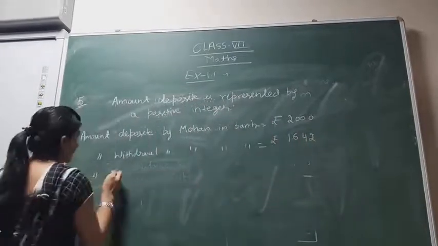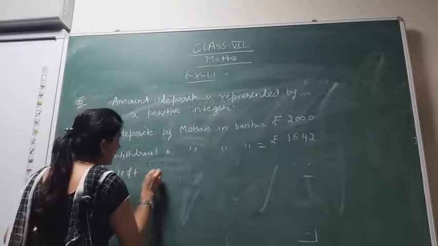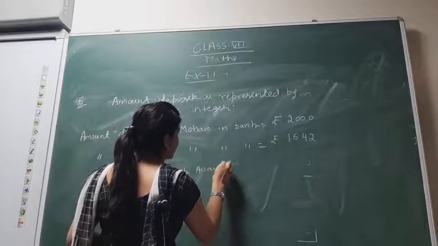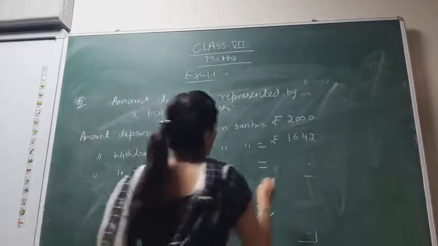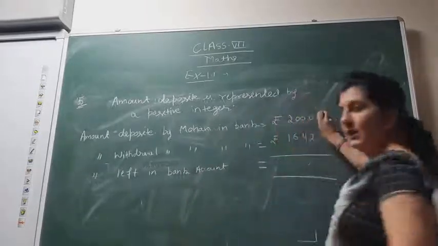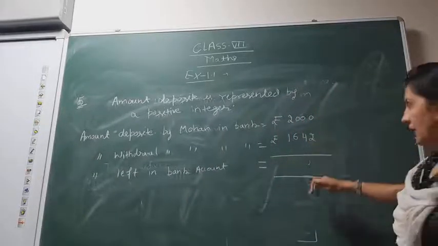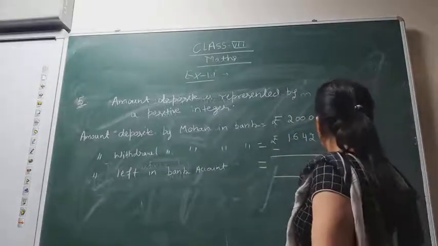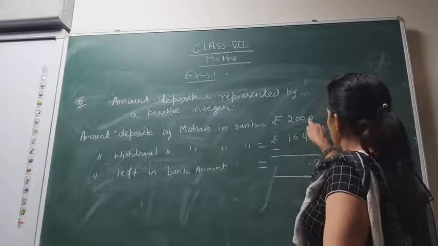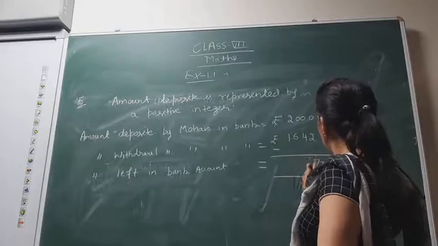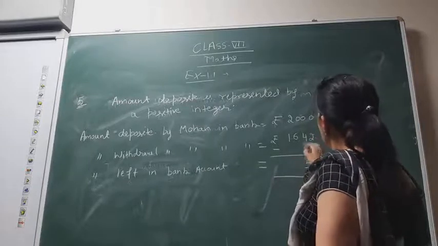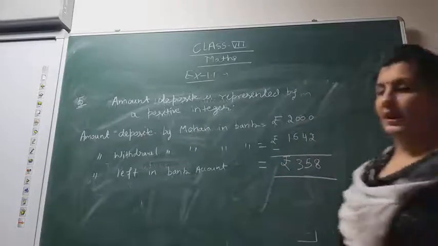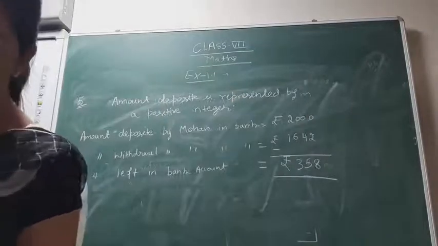So amount left in bank account: this is the total amount he has withdrawn. Now for the amount left, we will subtract the terms. 0, it is 8, 0 minus 2, 10, 10 minus 2, it's 9, 9 minus 4, it is 5, and 9 minus 3, it is 358 rupees. This is our answer to this question.